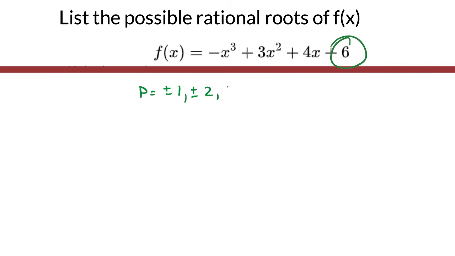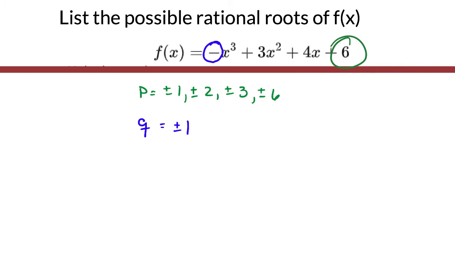These are all the numbers that divide evenly into 6. And then Q, factors of the lead coefficient, in this case negative 1. Well, the only thing that divides into negative 1 is 1, plus or minus.